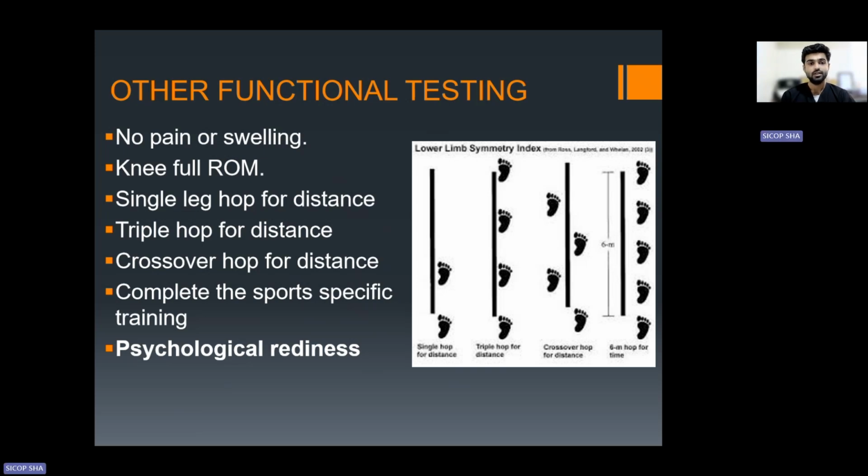Psychological readiness. If the athlete fulfills every functional test and the criteria for return to sports, but he has some fear, he is not ready psychologically, then this is a risk for re-injury. So psychological readiness is very important after ACL reconstruction and ACL injury to return to sports. So these are the things.